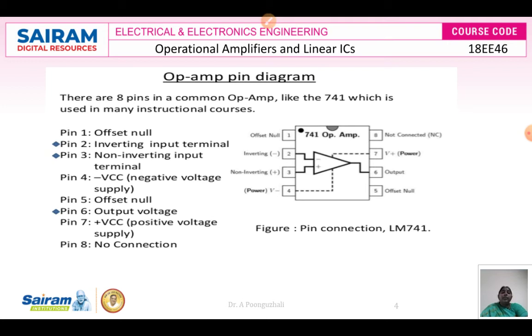So pin number 4 is minus VCC, pin number 6 is output, and pin number 7 is going to be a plus VCC, and the 8th pin is going to be no connection. So we are not going to have any connection over there.